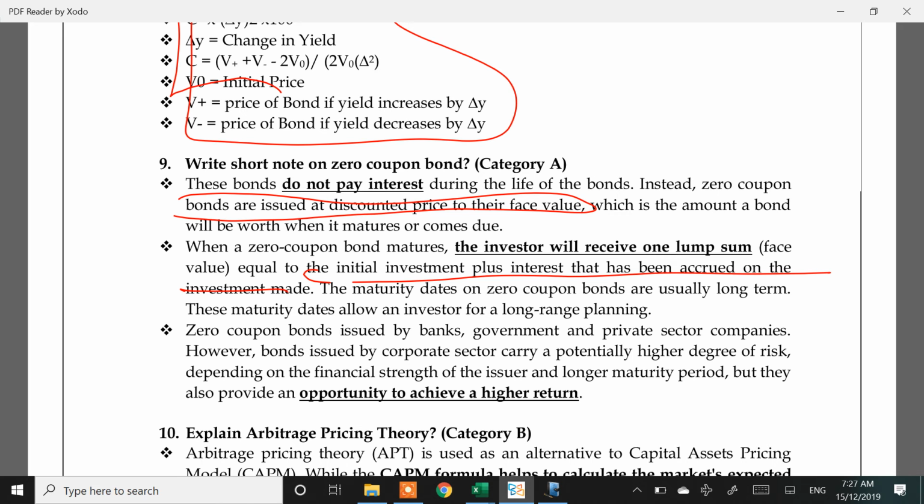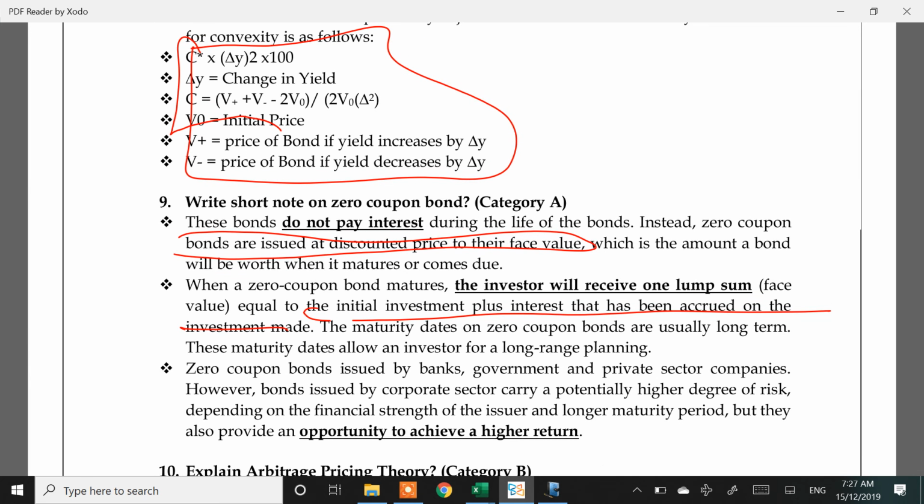Next is arbitrage pricing theory. You learn this in detail in the portfolio management chapter. But what is arbitrage pricing theory? We have the capital asset pricing model, which says return on a security is equal to RF plus beta into (RM minus RF). Now there is another theory called arbitrage pricing theory, which is an alternative for calculating the required return of a security.